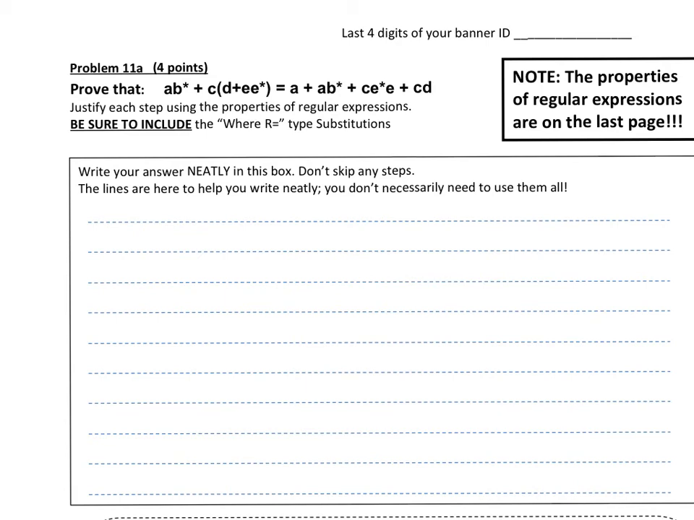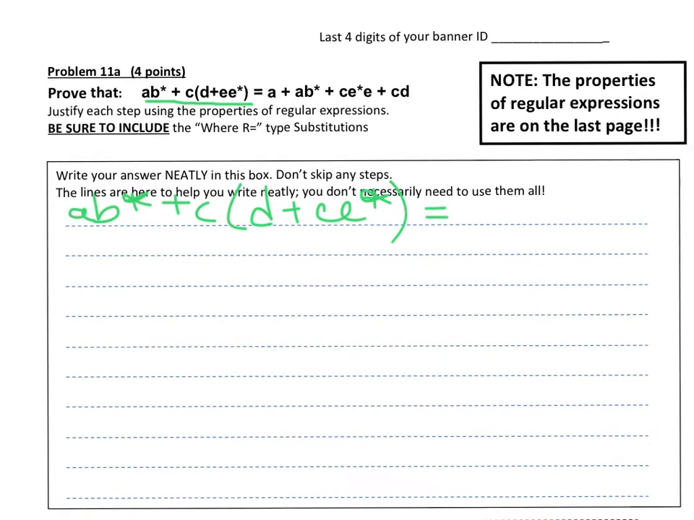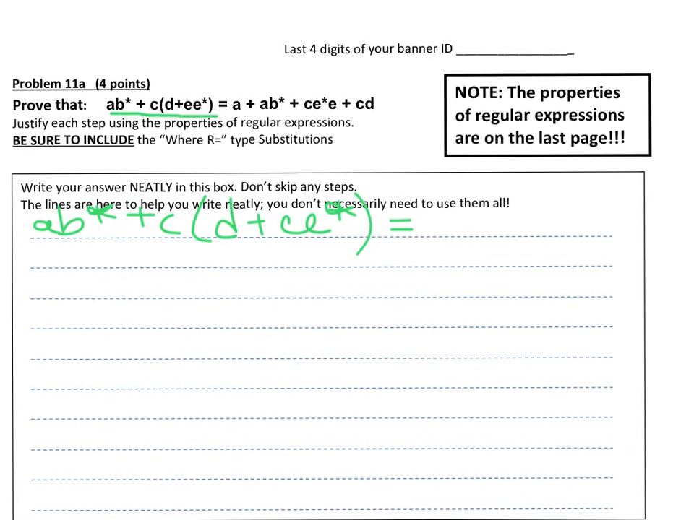So I need to start. I said I'm going to do this from left to right, so I need to start by copying this. I'm going to write A B star plus C times D plus E star equals. I'm going to change colors of pens just because I think that the green is kind of hard to see. There's no other reason for it.